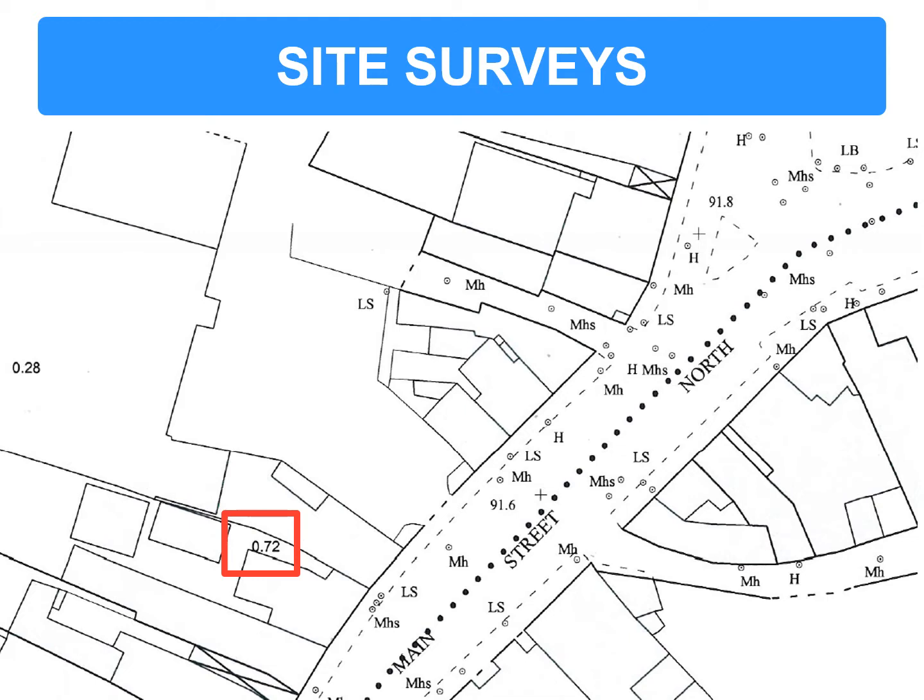When you zoom in, there is some more information to be found on this. So 0.72 gives you a plot area for this site here, which is adjacent to ours. These letters here signify services. So MH is a manhole. We have a fire hydrant up here. We have a lighting pole here. So it's quite basic, but it's a good starting point to show you, for example, where the drainage might be running along the street here. The 91.6 at the centre here is the level, so that's the height above sea level.